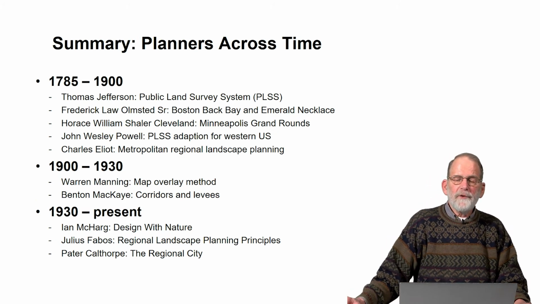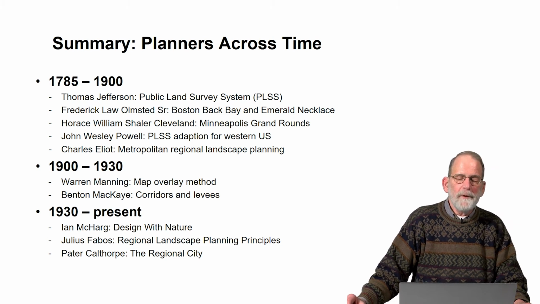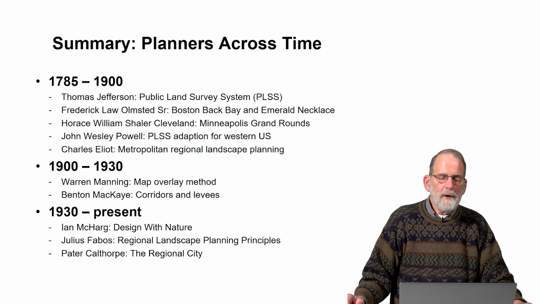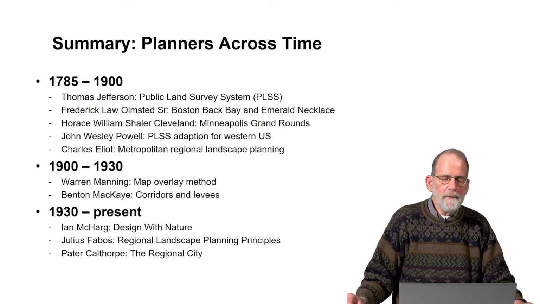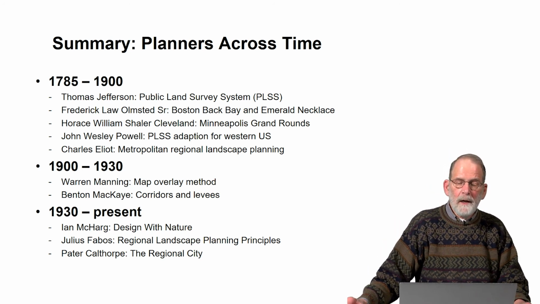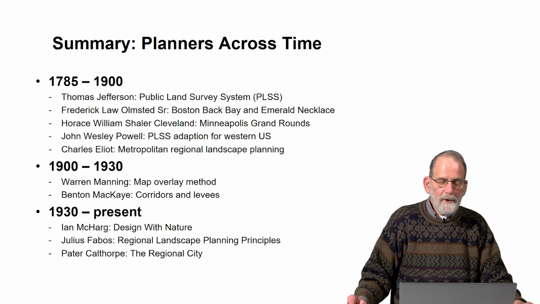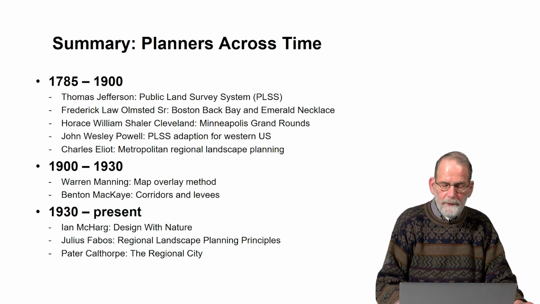So in talking about a summary of planners across time, in 1785 to 1900, we talked about Thomas Jefferson, Frederick Law Olmsted, Horace William Shaler Cleveland here in the Twin Cities, John Wesley Powell, Charles Eliot. In the period 1900 to 1930, we talked about Warren Manning and Benton MacKaye, talking about overlay mapping and also talking about corridors and levees. In the last part we talked about Ian McHarg, Julius Fabos, Peter Calthorpe.